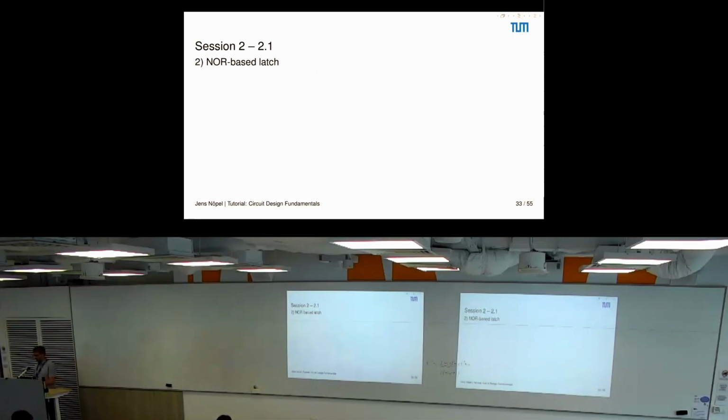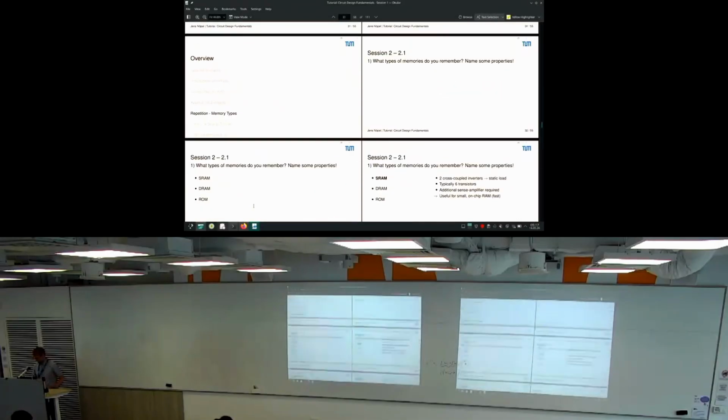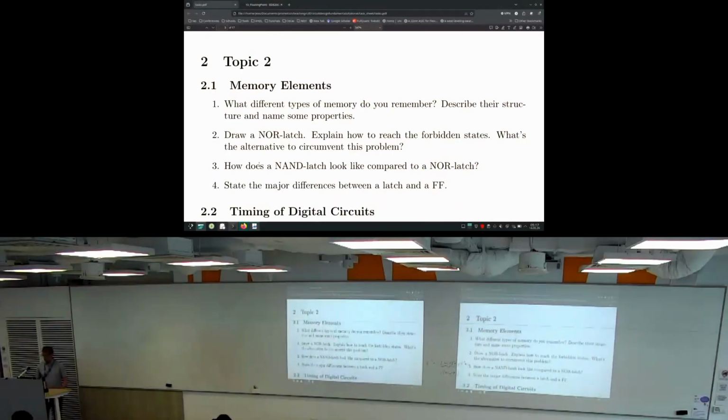Then the second question is about NOR-based latches. Please answer the second question and draw a NOR latch. Explain how to reach the forbidden states, and what the alternative would be to circumvent those drawbacks of the NOR latches. If you have any questions, please just raise your hand and I will come and answer them.